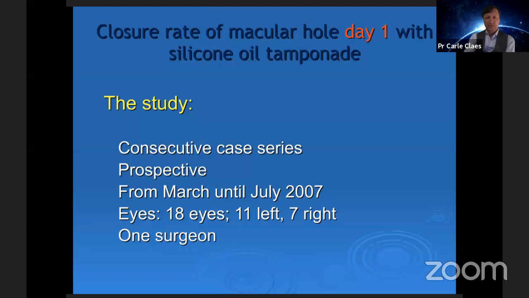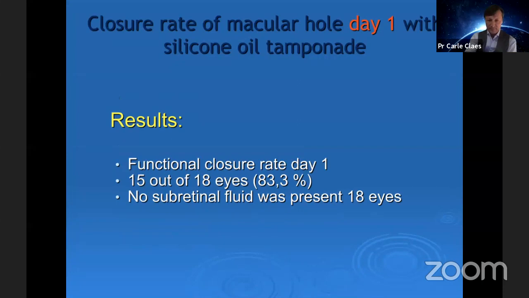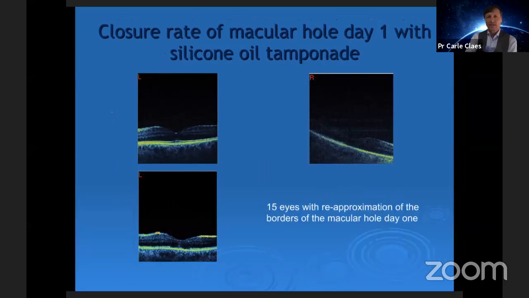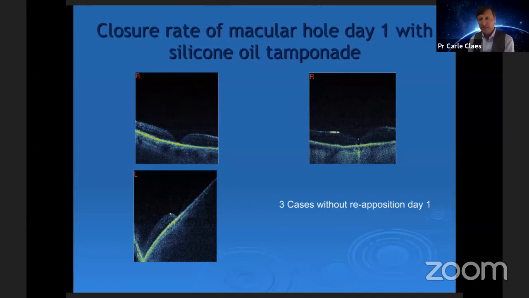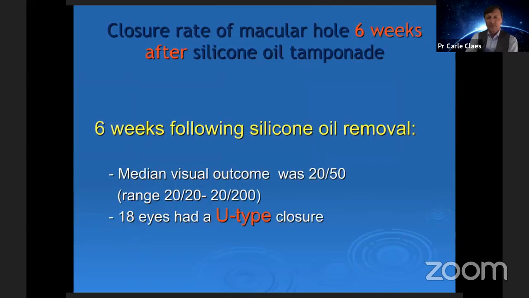We could prove that in another study, which we did in 2007 on 18 eyes. It was the day one OCT image that we examined, and we could see that in 15 of the 18 eyes on day one, we had complete closure and also restoration in most of the eyes of the cost line. Only those eyes, as you see here, 3 cases, where on day one there was not completely restoration of the outer retina layers. They closed in the following days after that. So we had all 18 eyes with a U-type closure.